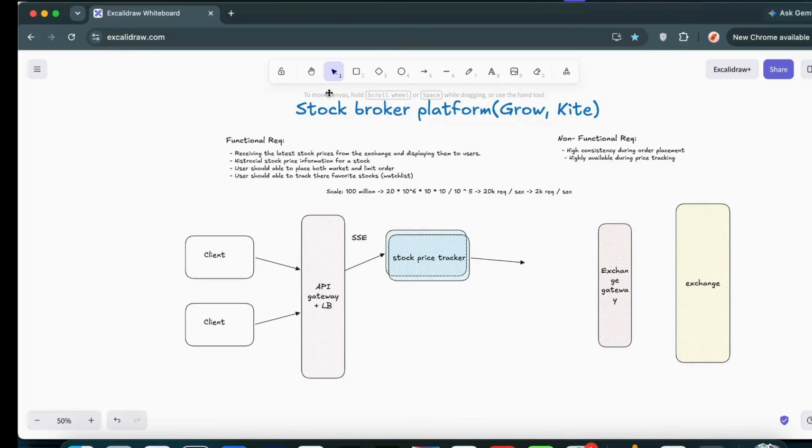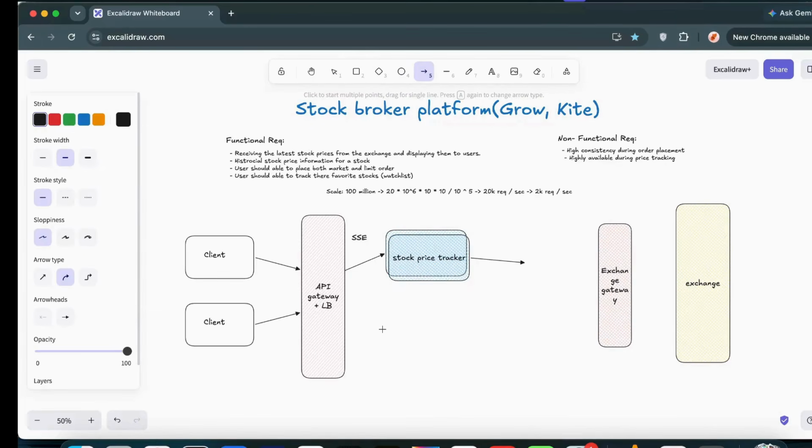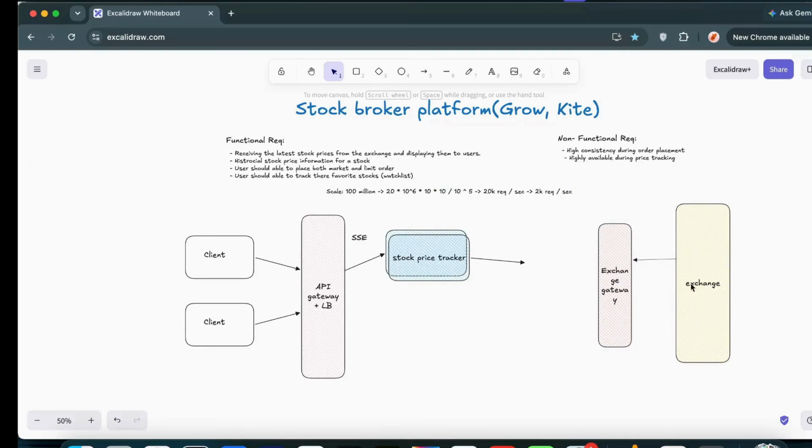So what this exchange gateway does is, any particular request that we send from our side, either to get the latest stock prices or even placing an order, goes through this exchange gateway. There will be multiple such instances, and we can have a load balancer where we put the exchange requests into a particular exchange gateway. And now the exchange gateway communicates with the exchange and gets the latest stock prices.